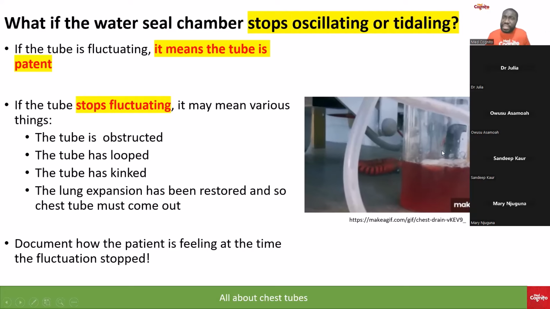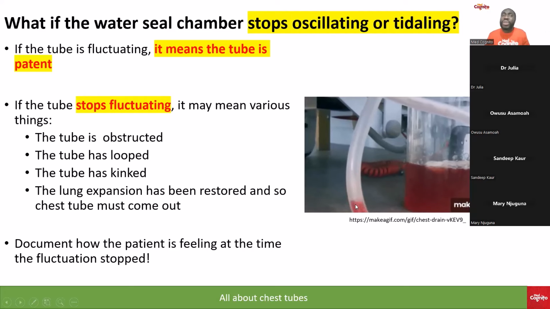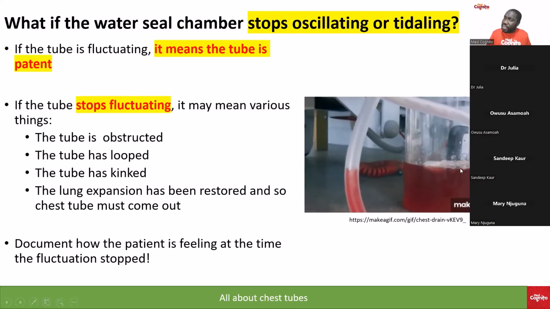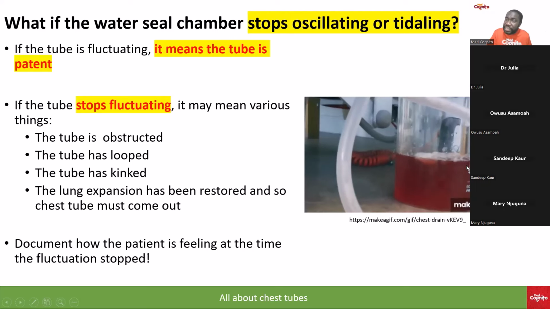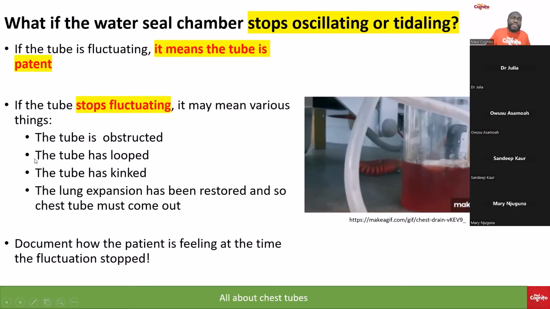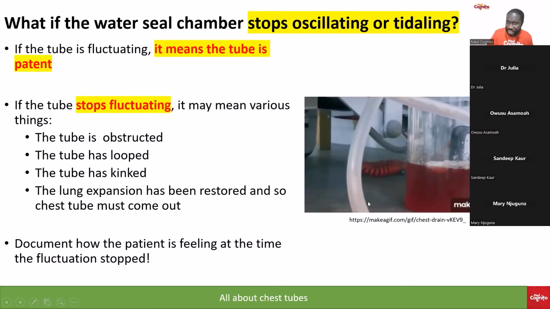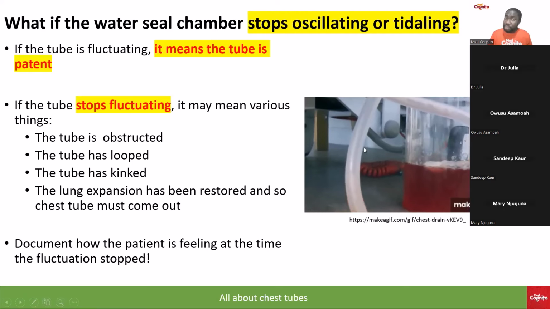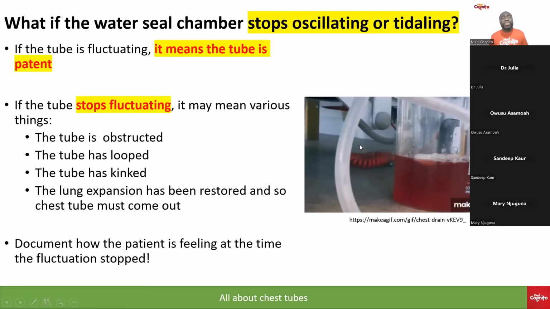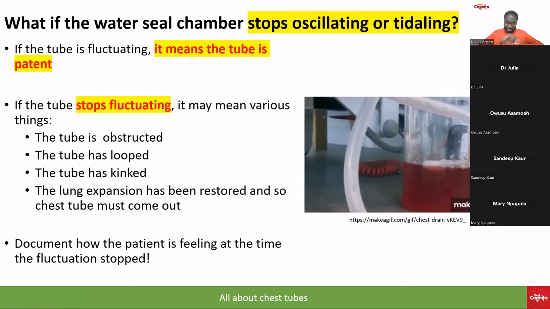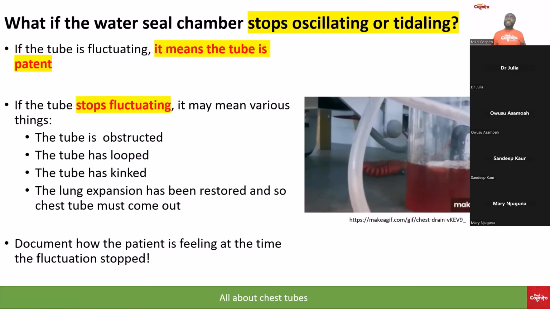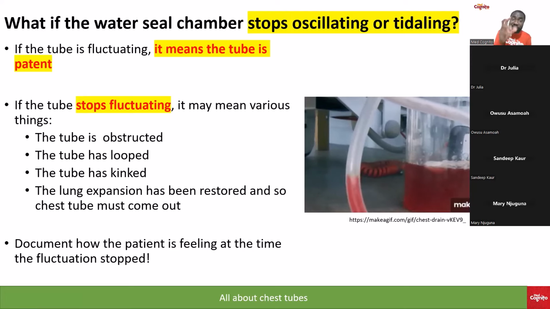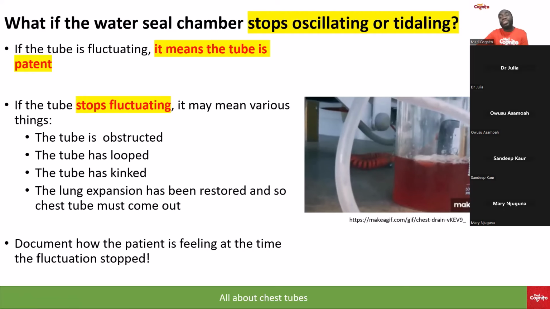So what if the water seal chamber stops doing what it is doing? What if it stops oscillating? If the tube is fluctuating or oscillating, it means that the tube is patent. So if I have a patient who has a chest tube and I keep seeing this, that means that the tube is patent, right? If the tube stops moving like that, it means one of a few things. Number one, it may mean that the tube is obstructed. Number two, it may also mean that the tube has looped or rolled on itself. Number three, it may also mean that the tube has kinked. That's what I was talking about initially. Or it may be that the negative pressure, which was supposed to be in the pleural space, has been restored, and therefore the chest tube must come out.